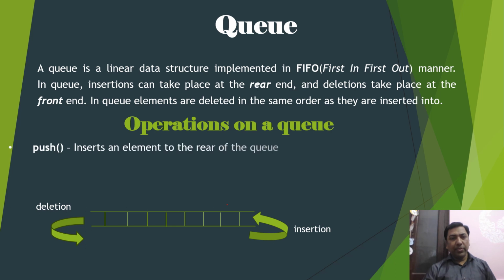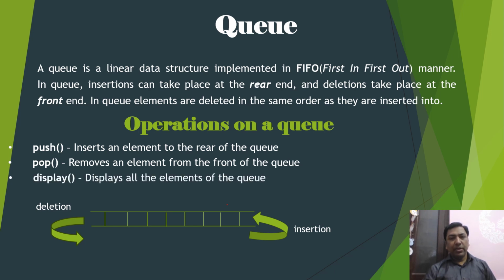Operations on a queue. Push inserts an element to the rear of the queue. Pop removes an element from the front of the queue. Display displays all the elements of the queue.